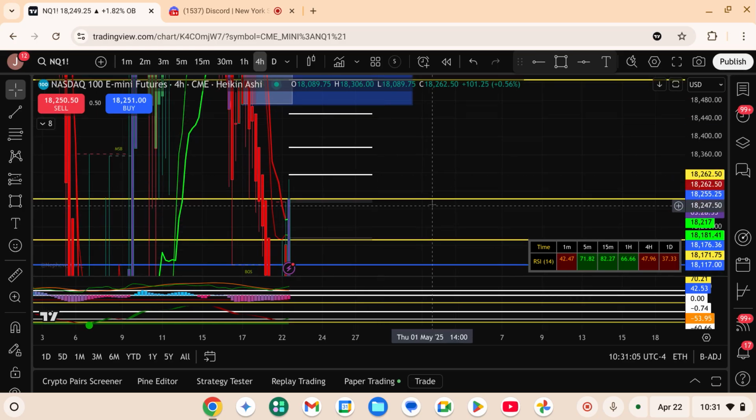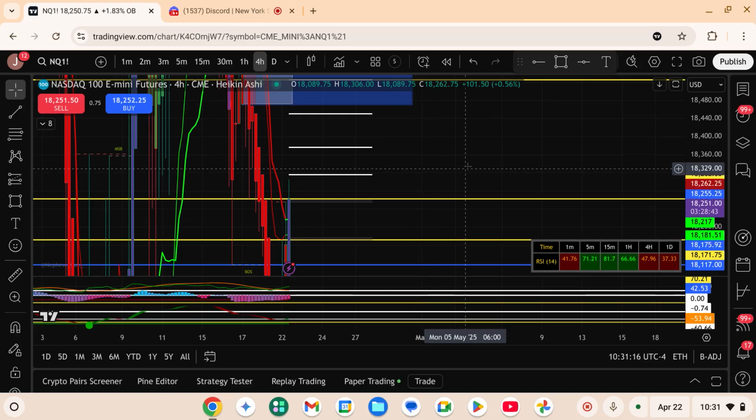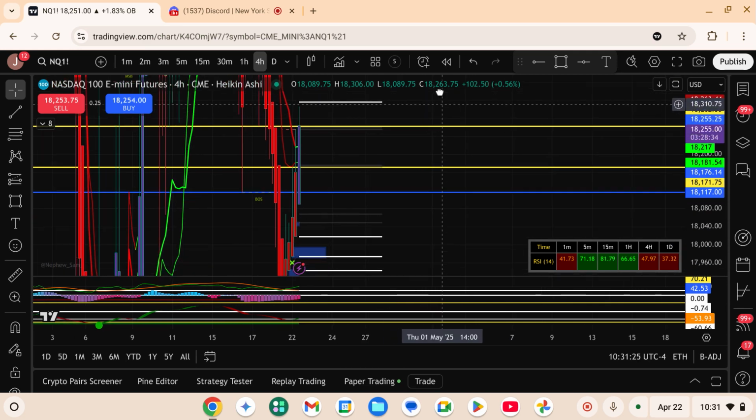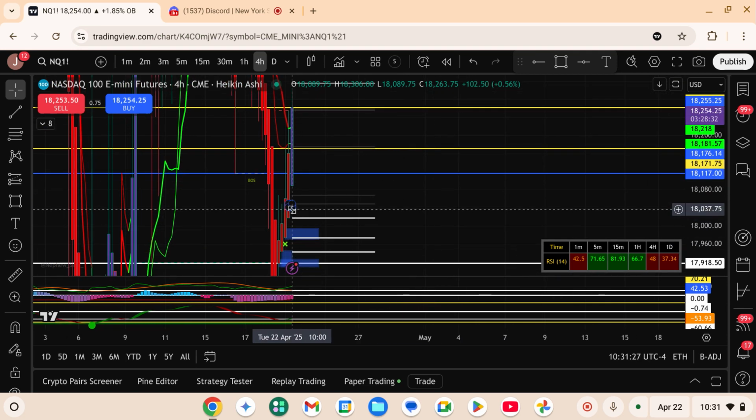And anything below here, you're going to be looking for something like this to target, this 18,171. If it breaks that, you're going to be looking to target this 18,115. Anything below that, it's pretty much a free fall down to here. It's 18,040.